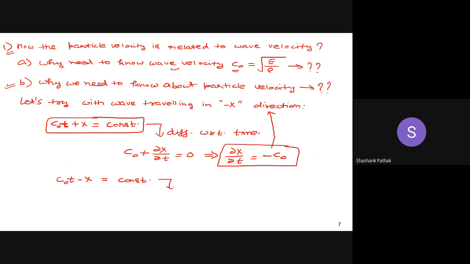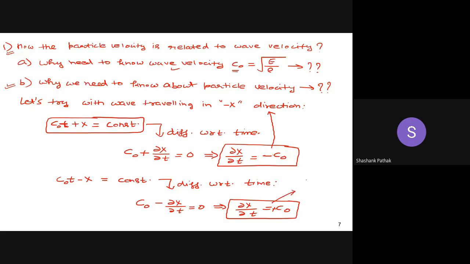And when we talk about C0t minus x equal to constant, let us differentiate this with respect to time. We have C0 minus del x by del t equal to 0, which gives del x by del t equal to C0. Here you see there is a plus sign. So it means this represents the wave traveling in plus x.